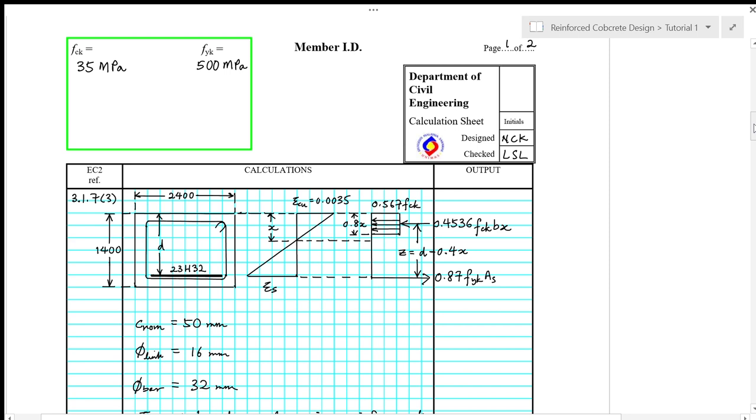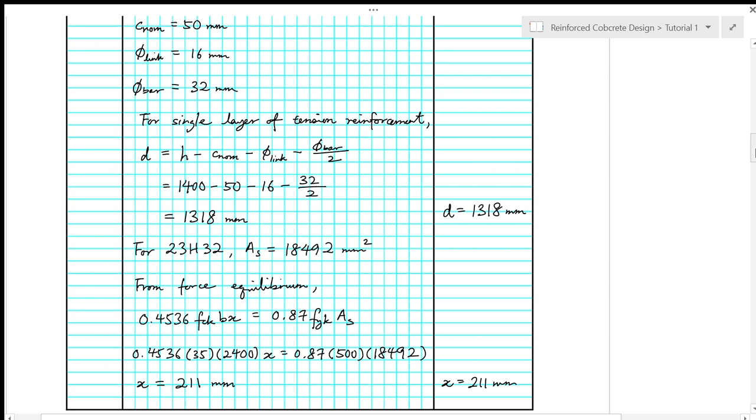We have only the tension steel of 23H32. So we were given c nominal of 50 mm, link diameter of 16 mm, and bar diameter of 32 mm. Therefore, for a single layer of tension reinforcement, the effective depth d is h minus c nominal minus diameter of link minus half diameter of the main bar. So we get 1318 mm.